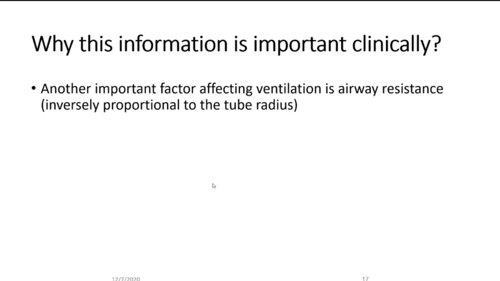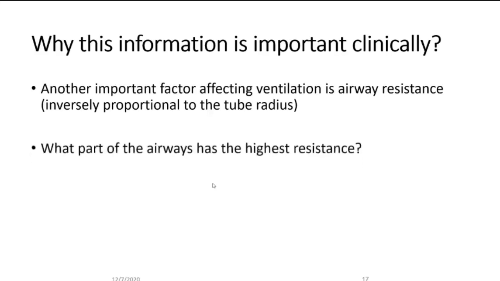Another important factor affecting ventilation is the airway resistance. It is inversely related to the tube radius, so the larger the diameter, the lower the resistance. Which part of the body has the highest resistance? The small airways. The small airways have higher resistance because their number is very large.